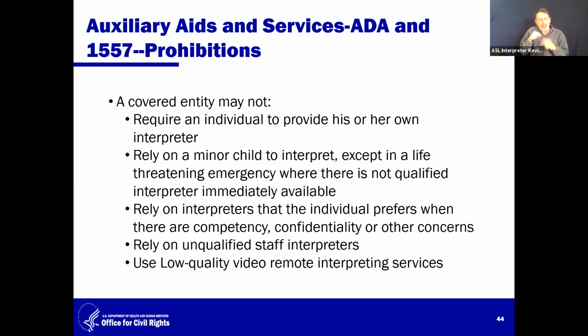They cannot rely on unqualified staff interpreters. You know, a nurse who is able to sign the alphabet is not an appropriate person to use as an interpreter. And they can also not use low quality video remote interpreting services. The DOJ has set out standards with regards to the speed and effectiveness of video remote interpreting services. Those need to be met so that, you know, the screen isn't freezing, or the sound and audio are not not meeting up.